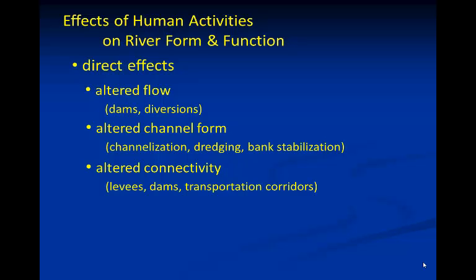I emphasized connectivity in the first lecture between the river ecosystem and the greater environment through the six degrees of connection. So we can also alter connectivity if we build levees, or if we build these transportation corridors, which would be things like roads or railroads next to the river. That typically dramatically limits the connectivity between the channel and the adjacent valley bottom and floodplain. Dams, of course, limit the connectivity of water and sediment moving downstream, and of organisms such as fish moving upstream.